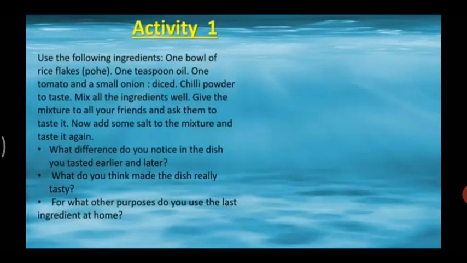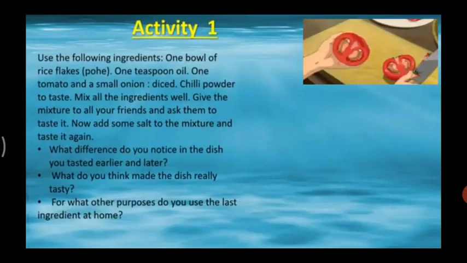Let's move forward. The next is activity 1. We will do one activity. Use the following ingredients: 1 bowl of rice flakes, 1 teaspoon of oil, 1 tomato, and a small onion diced, that is, chopped, and chili powder to taste.